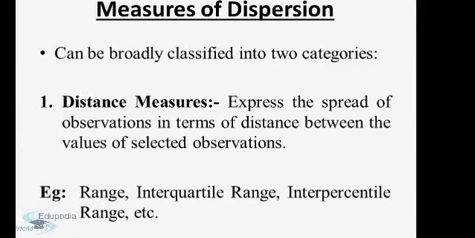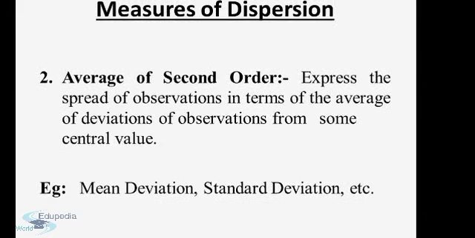Now, coming to the types of dispersion measures which we have to study. First, let's understand how it's classified. Measures of dispersion could be measured in two different ways. The first is the distance measure, and the second is the average of second order.